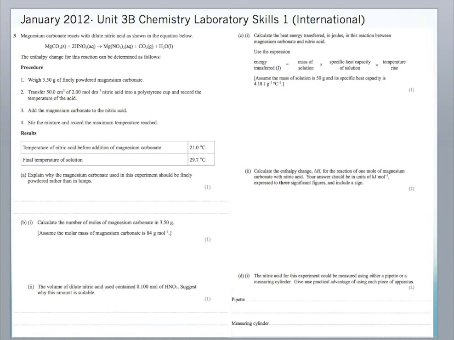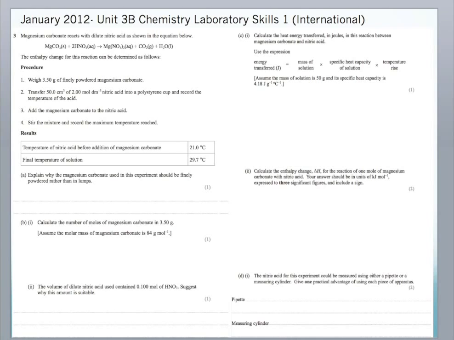So let me just read out what the question says. Magnesium carbonate reacts with dilute nitric acid as shown in the equation below. The enthalpy change for this reaction can be determined as follows. The procedure: we weigh out 3.50 grams of finely powdered magnesium carbonate. We then transfer 50 cm³ of 2 mol dm⁻³ nitric acid into a polystyrene cup and record the temperature of the acid. We then add the magnesium carbonate to the nitric acid, stir the mixture, and record the maximum temperature reached. So this is a question on enthalpy, which you might be asked to do.